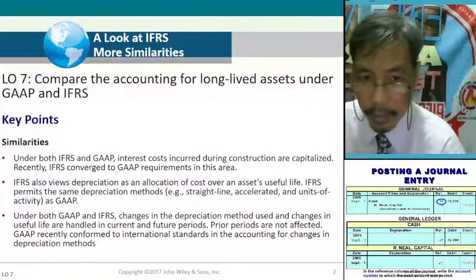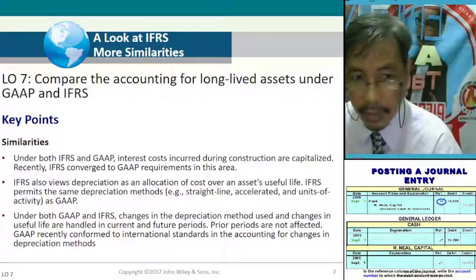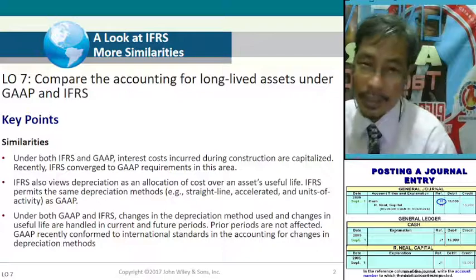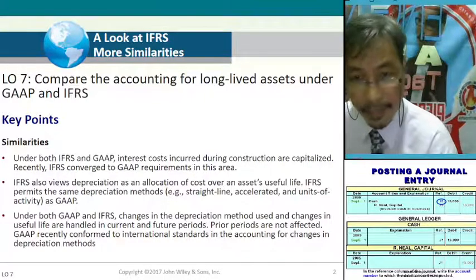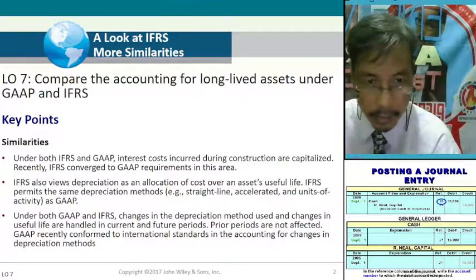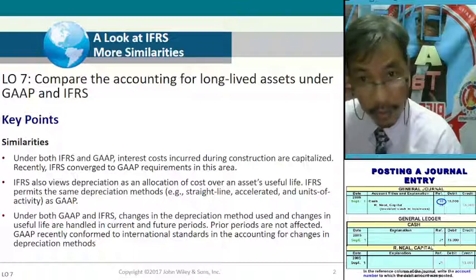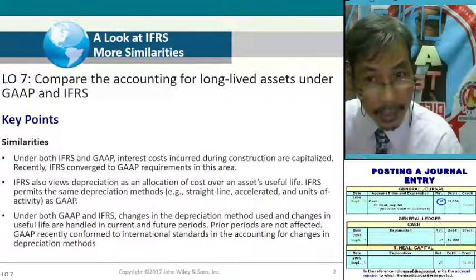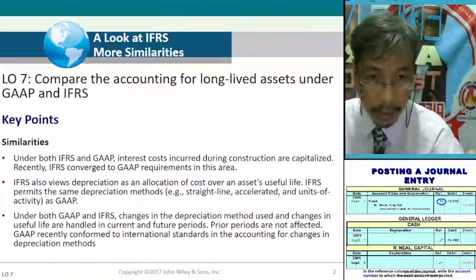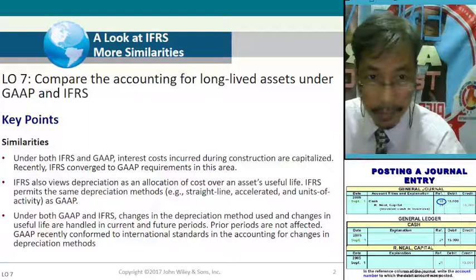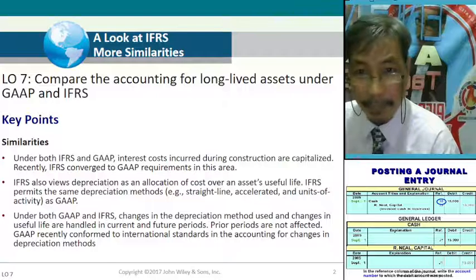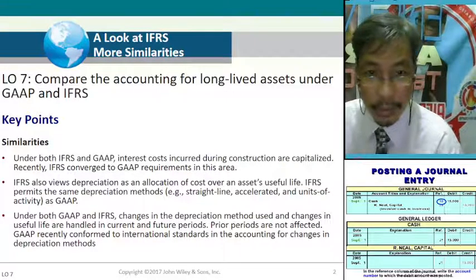IFRS permits the same depreciation methods as GAAP: straight line, accelerated, and units of activity. But there are three acceptable depreciation methods shown here, but there might be others. They are only shown here as being accepted by GAAP and IFRS specifically. They may accept others because there are so many depreciation methods.